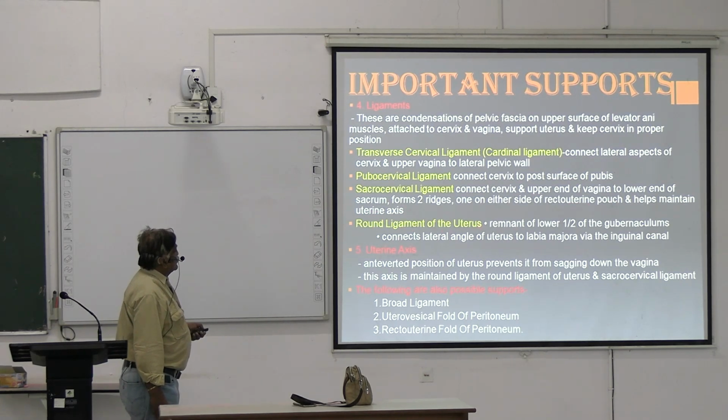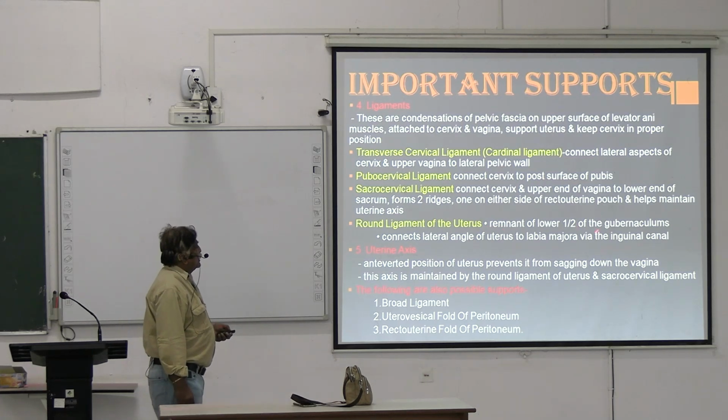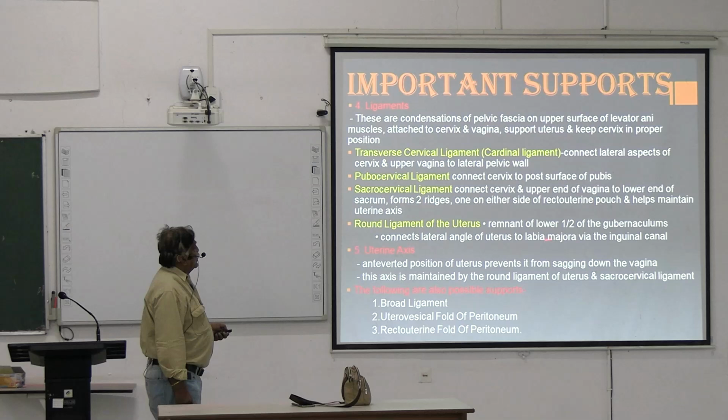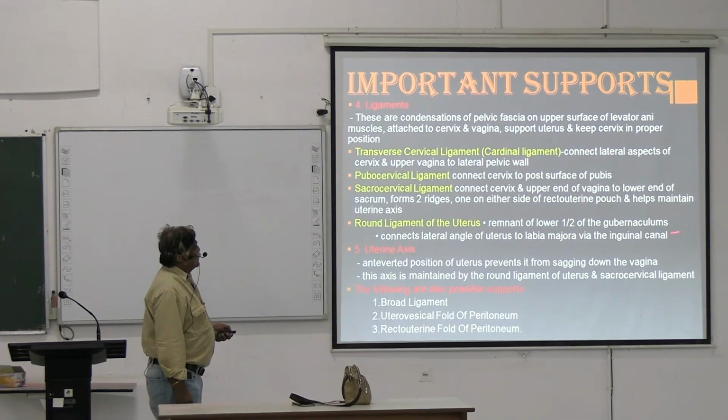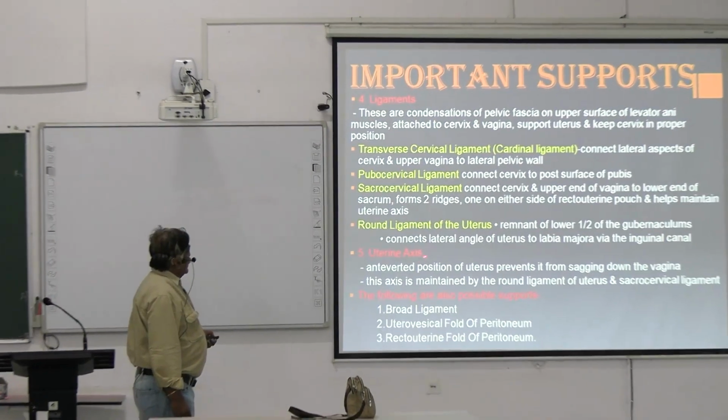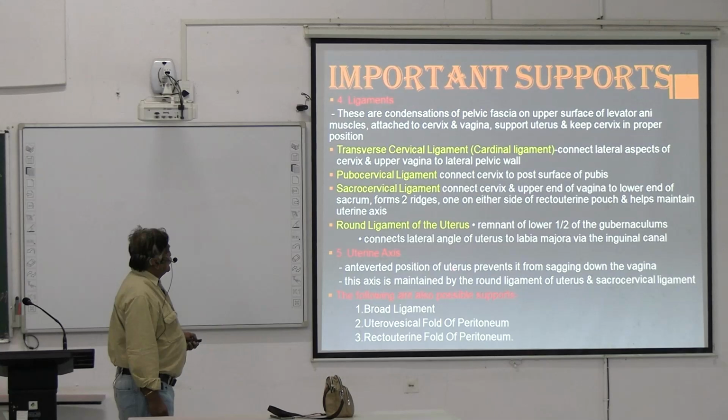Round ligament of the uterus, remnant of the lower 1/3 of the gubernaculum, connects the lateral angle of the uterus to the labia majora by the inguinal canal. Uterine axis: the anteverted position of the uterus prevents it from sagging down the vagina. This axis is maintained by the round ligament of the uterus and the sacrocervical ligament.